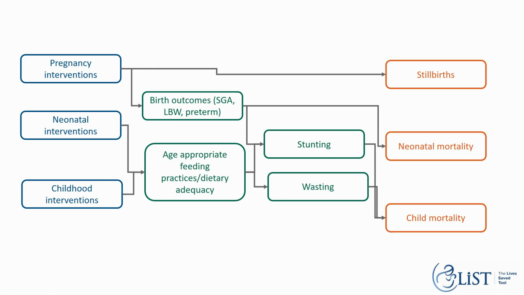So in LiST we have some pregnancy interventions that have direct impact on stillbirths, as well as some other ones that go through birth outcomes, which will affect stunting rates, which will affect either neonatal or child mortality. We have some childhood interventions that go through age-appropriate feeding practices and or dietary adequacy, which in turn will affect stunting and wasting rates, will reduce them, and that will in turn have an effect on child mortality. So in LiST, we're focusing really on child, neonatal, and stillbirth mortality.